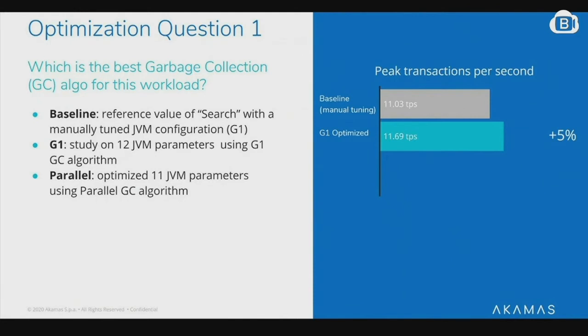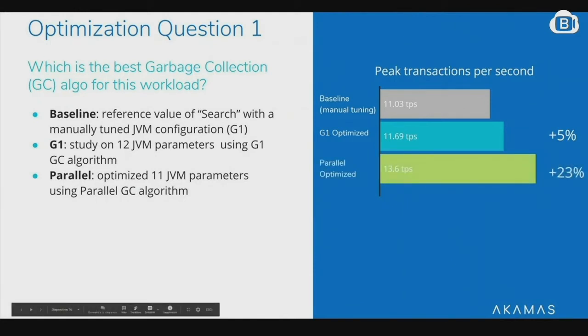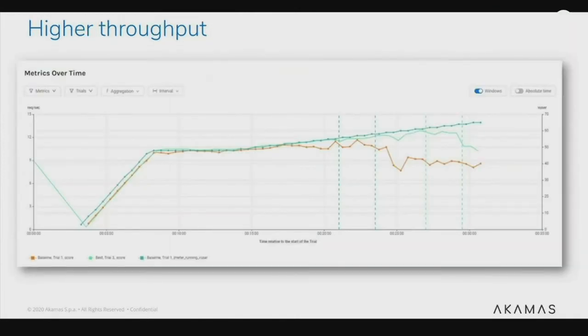Akamas was capable of extracting only 5% more throughput. The best configuration found was using Parallel GC, which they had discarded in the manual optimization activity. When properly configured, this GC algorithm was able to provide 23% more throughput than the baseline configuration. Let's take a closer look at some of the most important KPIs.